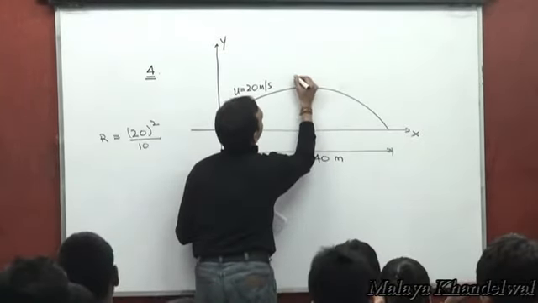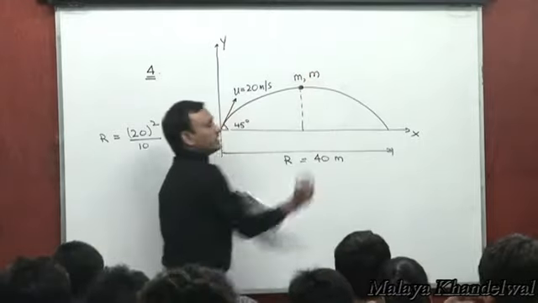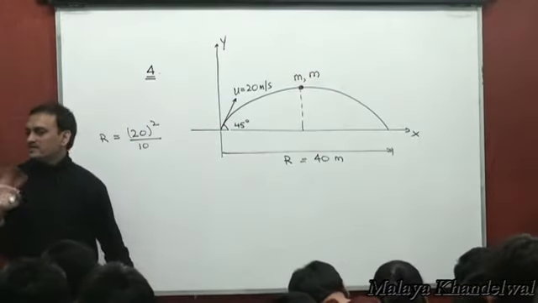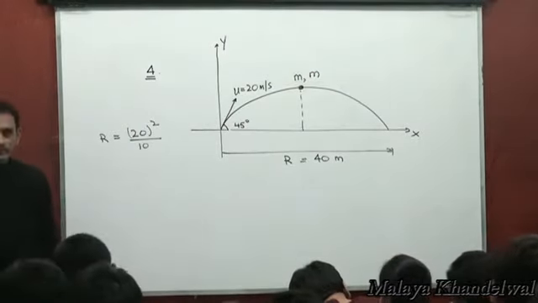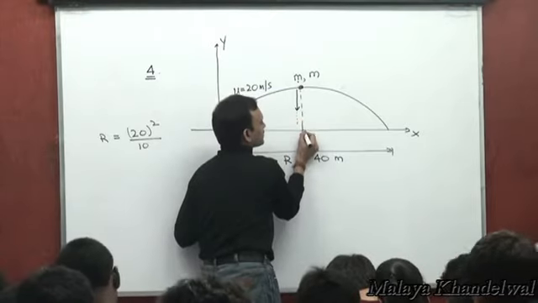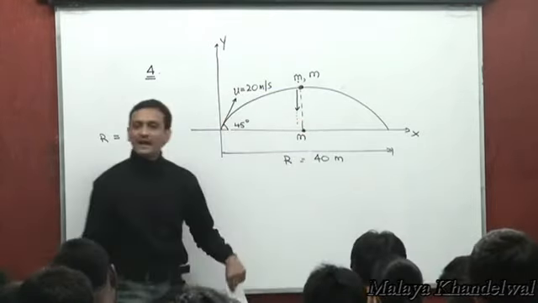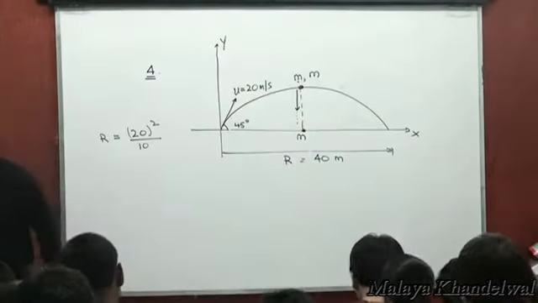There is a fragment m, there is a fragment m. 2m is the total mass of the projectile. It fragments into two pieces, m and m. One fragment comes to rest and falls vertically. So one of the fragments is going to fall this way and it lands up here.